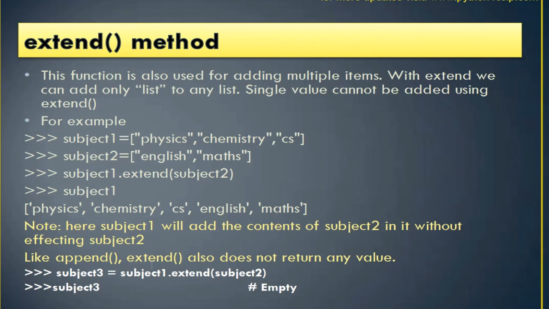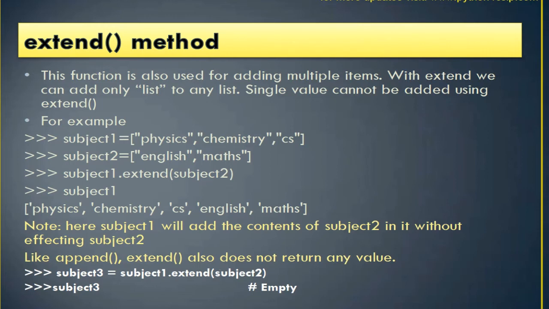Like subject3 = subject1.extend(subject2), then when you print subject3, you will get what? Empty. It means that when you are doing the extend method and assigning the result to another list, it will not store the value. Okay, you will get an empty value. It does not return any value.